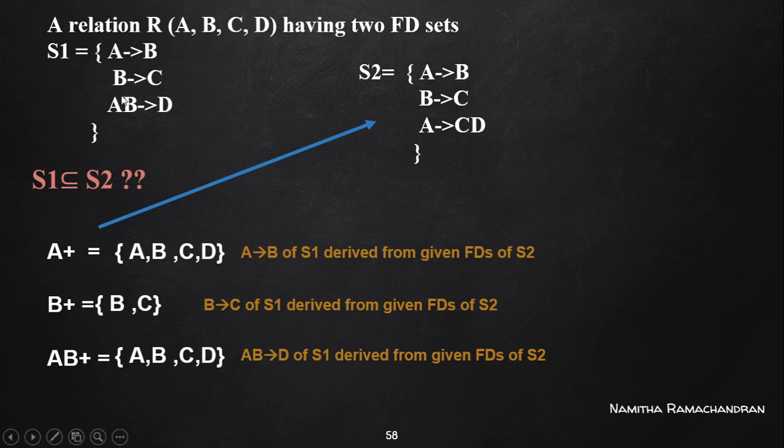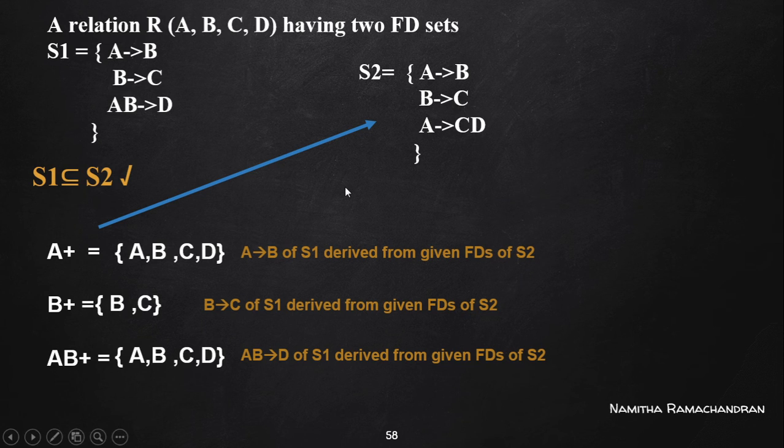So all the dependencies are evaluated, checked, and validated, and we conclude that all the dependencies of S1 are derived properly with the help of dependencies listed here in the superset S2. So now we can conclude that S1 subset of S2 is a valid statement, or S2 covers S1. So this is a correct statement.